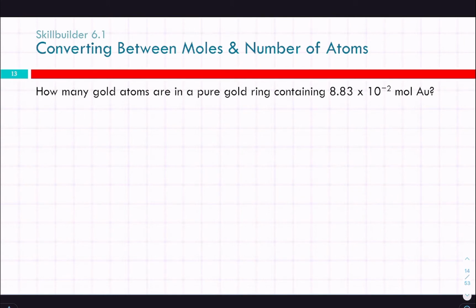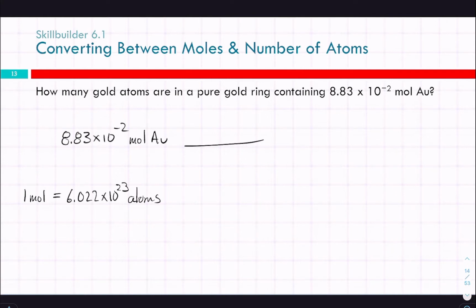So now we could say, how many gold atoms are in a pure gold ring containing 8.83 times 10 to the negative 2 moles of gold? So 8.83 times 10 to the negative 2 moles of gold. And now we want to go to atoms. So if our relationship between moles and atoms is 1 mole equals 6.022 times 10 to the 23 atoms, then we want to cancel out moles. So 1 mole will go on the bottom, then 6.022 times 10 to the 23 atoms on top.